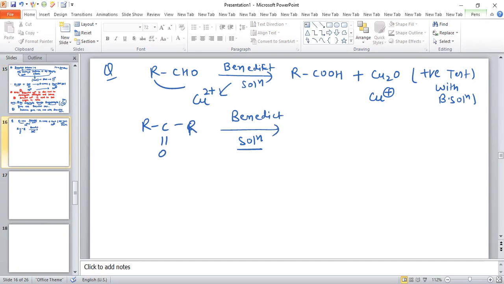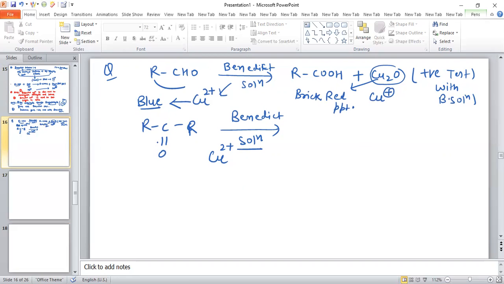When we add Benedict solution, the solution is basically blue in color. Due to this Cu2+, initially the color of the solution is blue, but when cuprous oxide is formed, the color becomes brick red PPT.